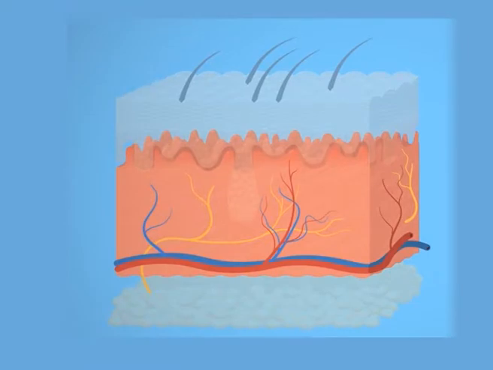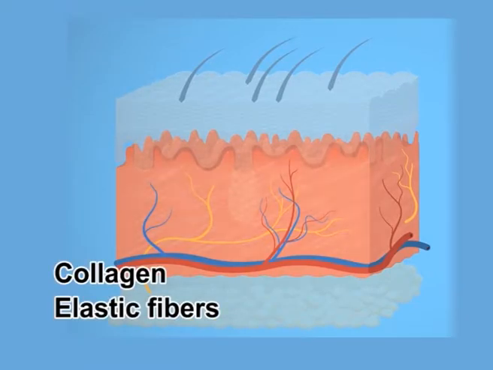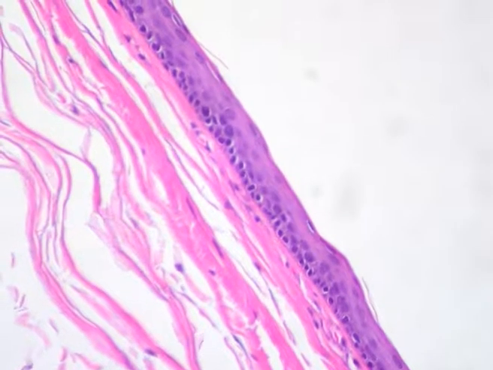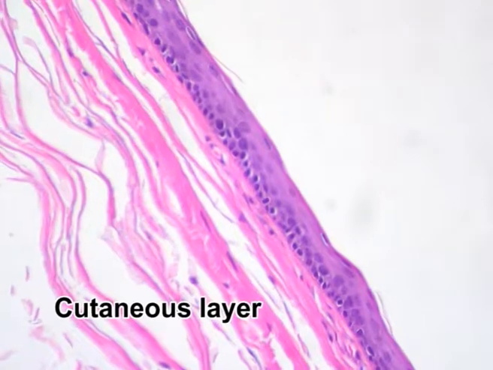This lower layer of the skin contains collagen and elastic fibers that give strength to the skin. This layer is also where the vasculature and nerves live. Together, the epidermis and dermis form the cutaneous layer.